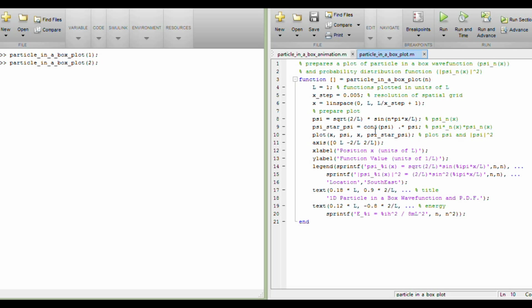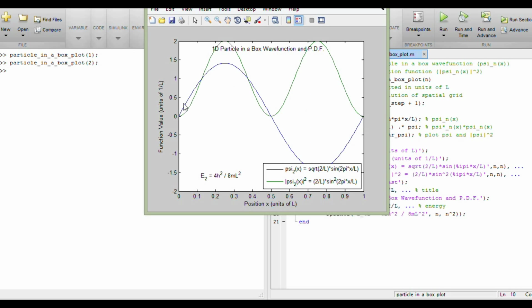So if we move to n equals 2, we see we have a sine wave that goes up and then goes down. But because we're squaring for the probability of the particle, we get a value which is greater than 0 at all points. And that makes sense. We shouldn't have a negative probability anywhere. And you get two of these peaks here. So there's a peak over here where the particle is quite likely to be, and there's also a peak over here where it's quite likely to be. And our energy has gone up to 4 times this h squared over 8 m L squared.